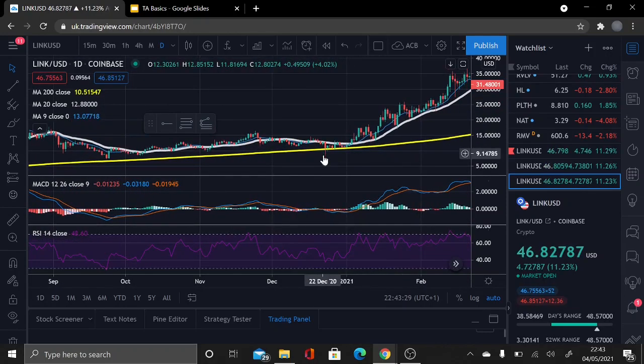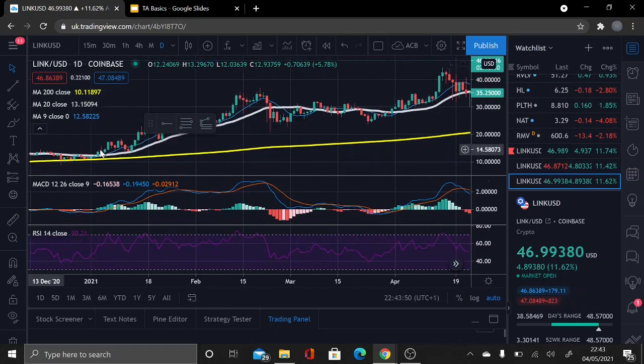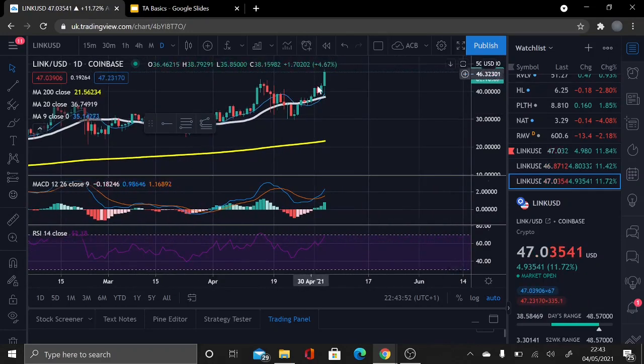Here it hit the 200 MA, but the candle wicked above it. When you see these wicks, all that means is the body of the candle is perfectly above the 200 MA, so the main price action was actually above it. Then look, it bounced off, and that was at $11 or $10. Again, you had another perfect chance to buy in, and boom, it hasn't stopped since. This is going to keep going up, so keep that in mind.